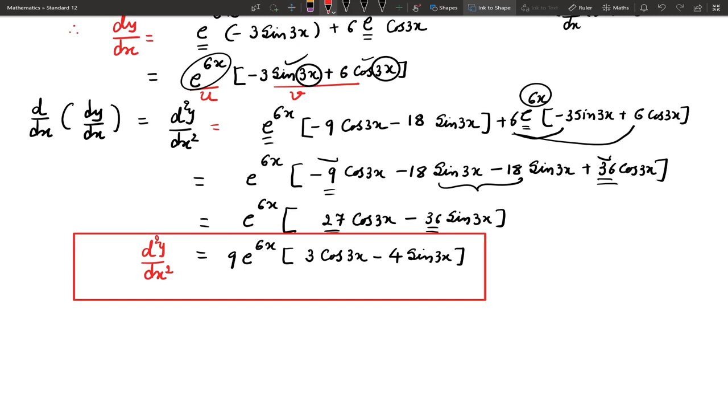So as usual, first find dy by dx. When you evaluate dy by dx, on the right hand side you have to use the product rule, u into derivative of v plus v into derivative of u, and at the same time you also have to use the chain rule. So first find the first order derivative and again differentiate, so you will get the second order derivative.